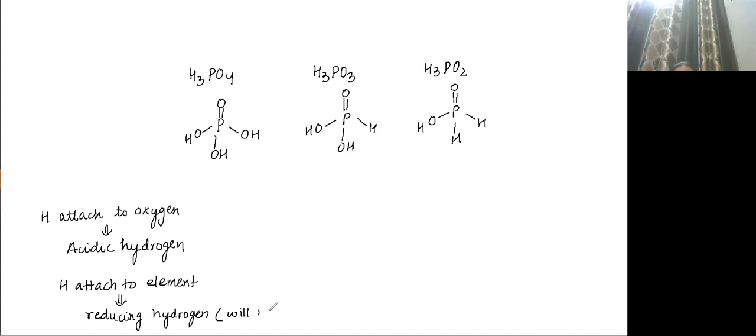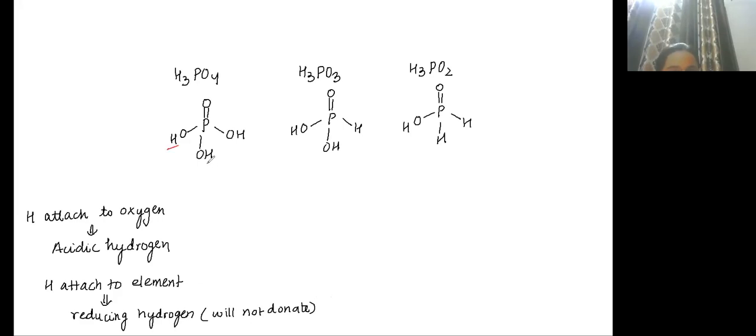Will not donate. So what is N factor of H3PO3? How many hydrogens are attached to oxygen? 1, 2, 3. 3 hydrogens are attached to oxygen.